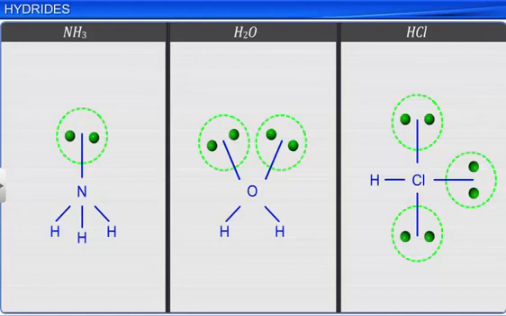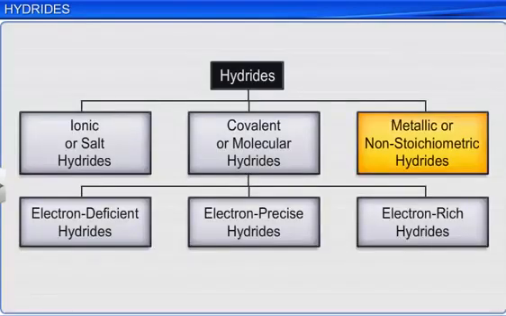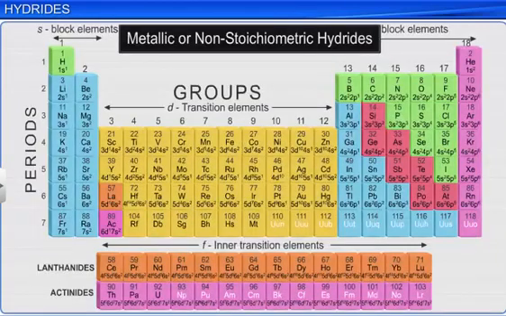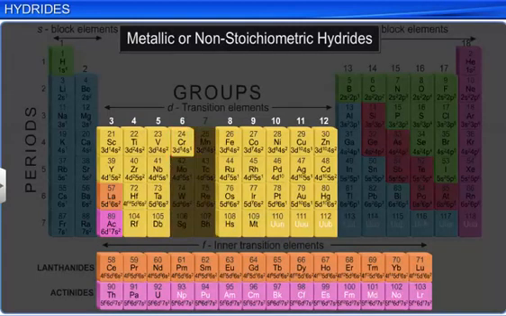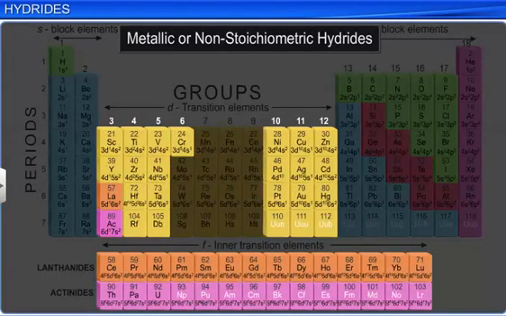The third type of hydrides are metallic hydrides. They are binary compounds of hydrogen with d and f block elements. However, except for chromium from group 6, the metals of group 6, 7, 8, and 9 do not form hydrides. The inability of these metals to form hydrides is called the hydride gap of d block.